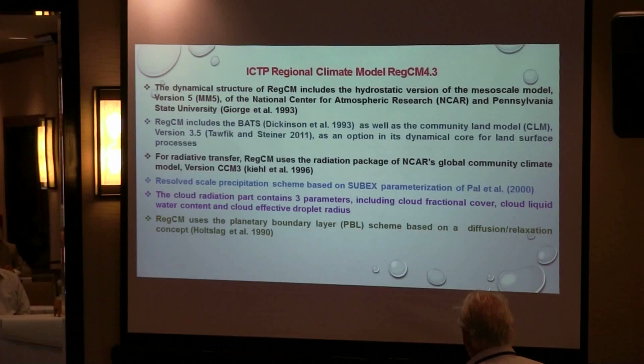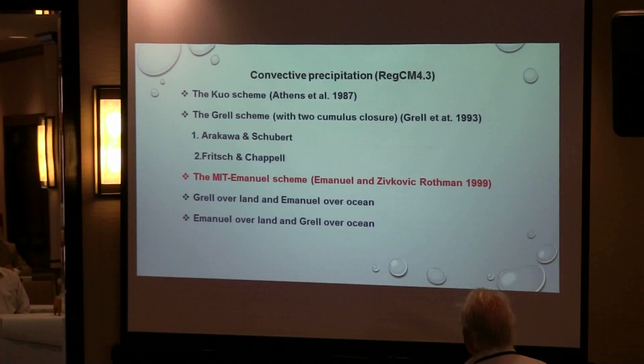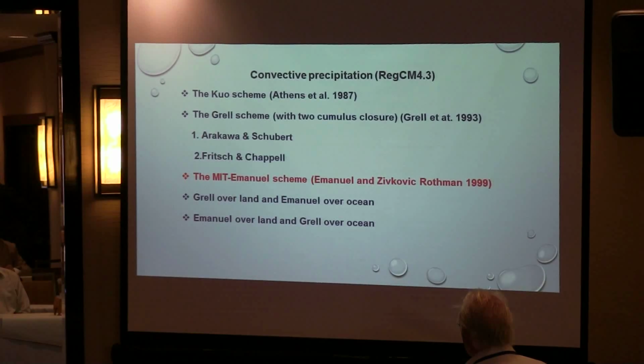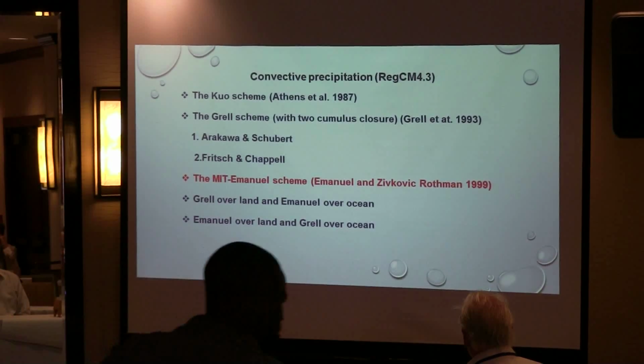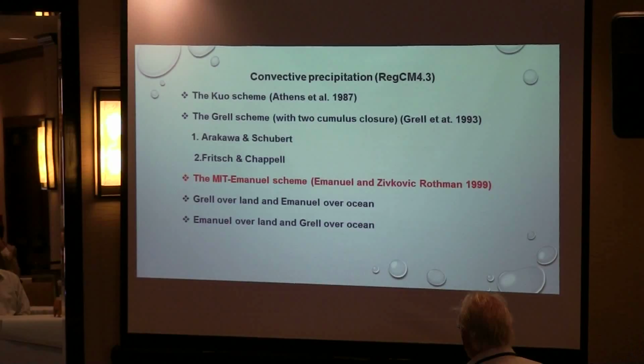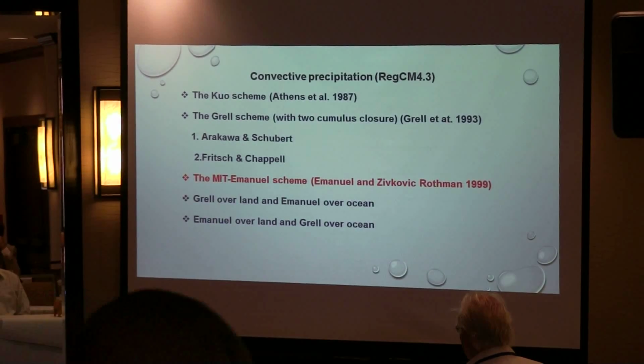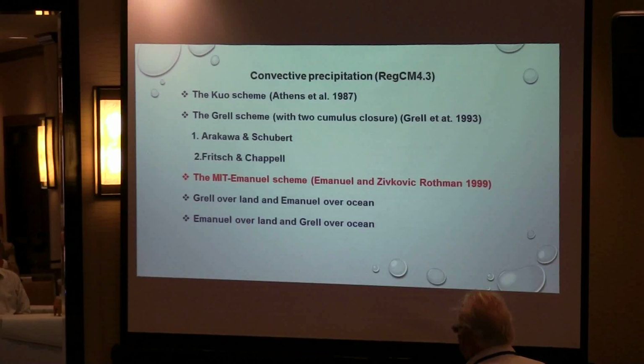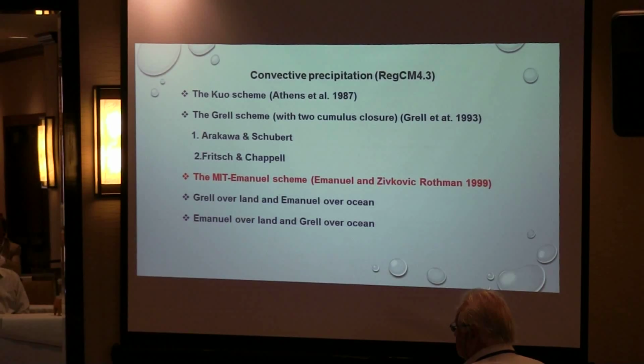The planetary boundary layer scheme is based on the diffusion relaxation concept of Holtslag. The most important part, as every regional climate model has, is that this regional climate model ECHAM4.3 also has a sensitive and important part, which is the convective precipitation, also called the physical parameterization of the model. And mostly the evaluation of the model is based on this scheme. Currently, we have different options for the convective parameterization scheme. In the present study, we use the MIT Emanuel scheme.